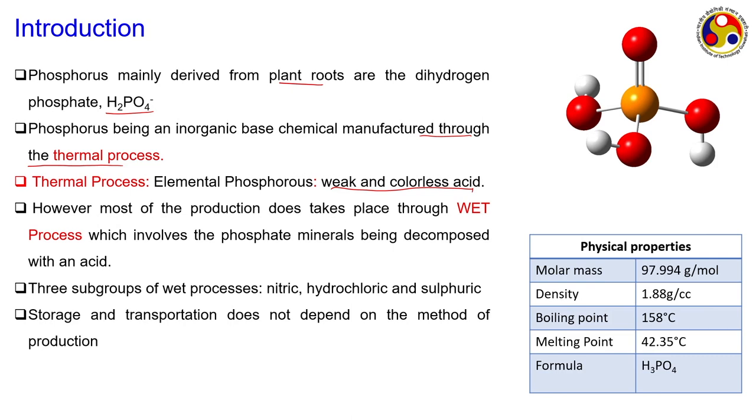It does not handle all types of phosphate ore. So, this method has been discarded. So, the new method, or the conventional method which industry uses, is the wet process. Most of the production takes place through the wet process.